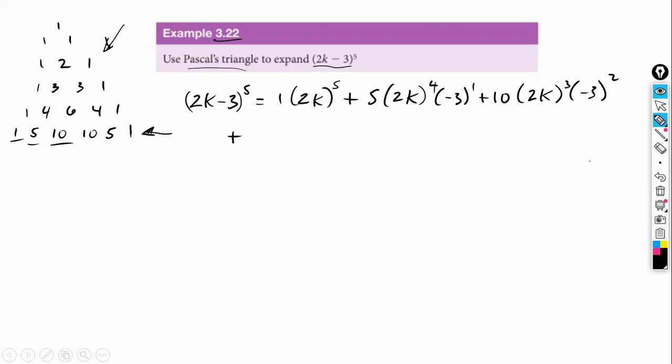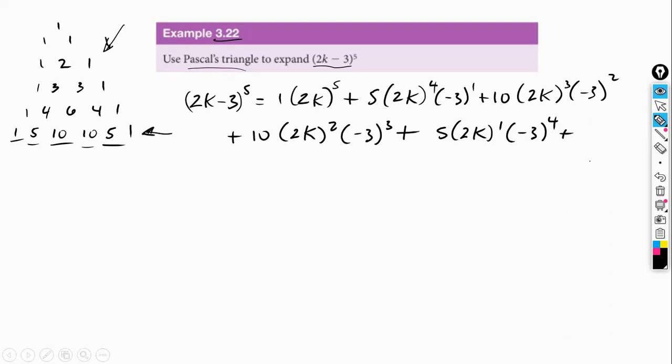Next one, 10 again as a coefficient, as we can see here, and we're going to get 2k now to the power of 2, and negative 3 to the power of 3. This plus the next coefficient, 5 times 2k to the power of 1, and then negative 3 to the power of 4. And finally, it's going to be the last coefficient, which is 1, as we see here, and 1 times, well, 2k will be to the power of 0, so we don't write it, but we'll get minus 3 to the power of 5.